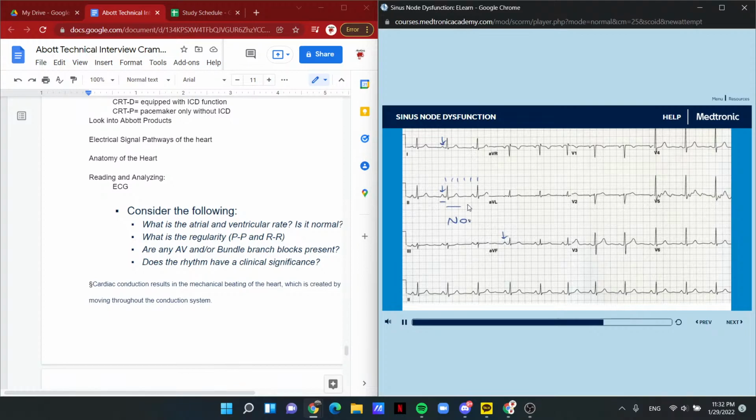So this would be considered a normal sinus rhythm. Notice the P waves appear to be consistent. They all look alike because the signal is emerging from the same point in the heart. If you place a pair of calipers on the R to R interval and move it along, most of the R to R intervals are consistent.